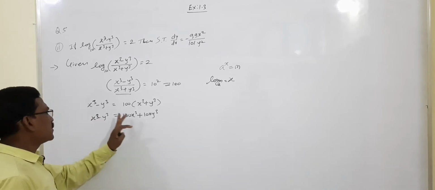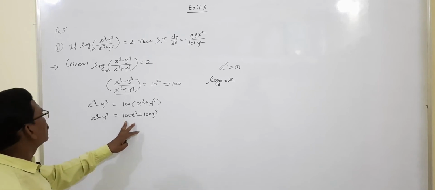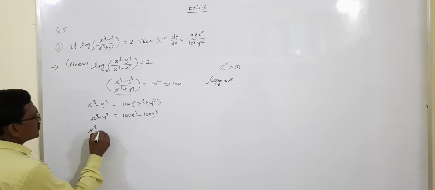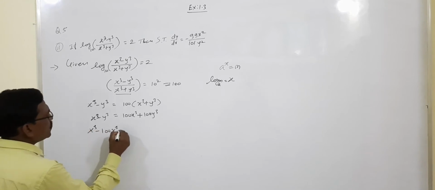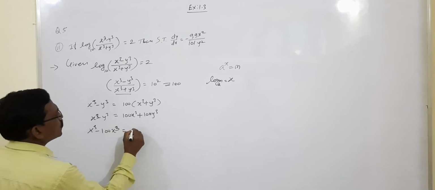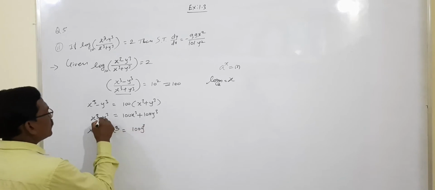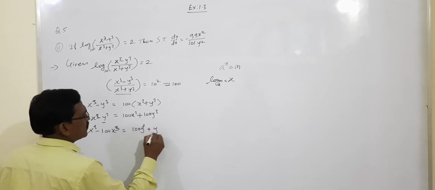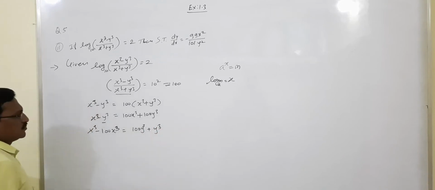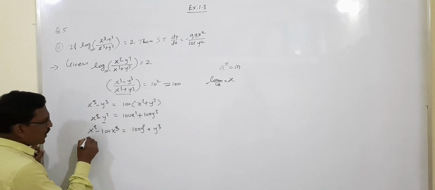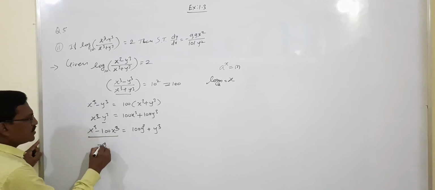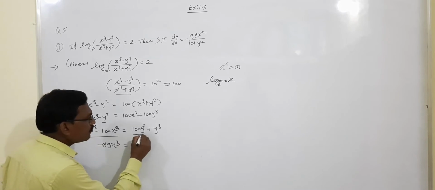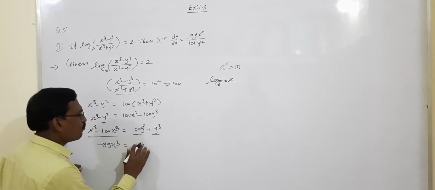Take this x cube in this side. So x cube minus 100 x cube is equal to 100 y cube. Take this minus y cube in the right hand side. It becomes plus y cube. x cube minus 100 x cube, it is minus 99 x cube is equal to 100 y cube plus y cube, it is 101 y cube.